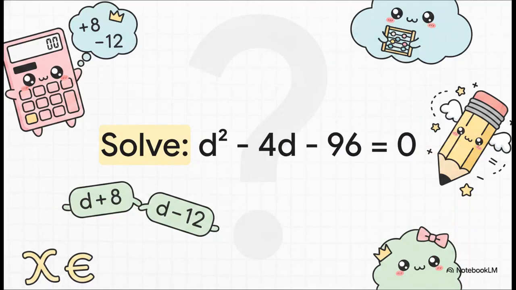Here's the exact problem we're looking at. Solve d squared minus 4d minus 96 equals 0. And we've got our four multiple choice options, A, B, C, and D, giving us different positive and negative combinations of 8 and 12. Since this is a quadratic equation, we know we're hunting for two possible values for d. Keep those option numbers in the back of your mind, because once we do the math, we'll be matching our final roots right back to them.